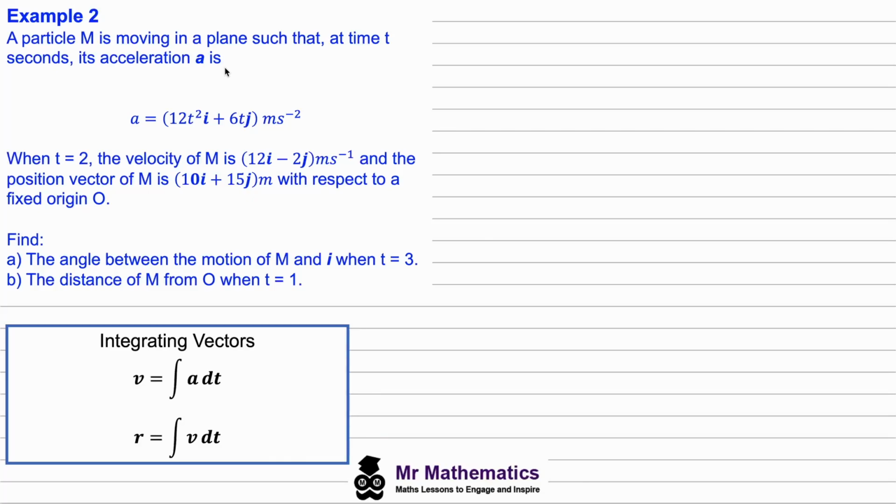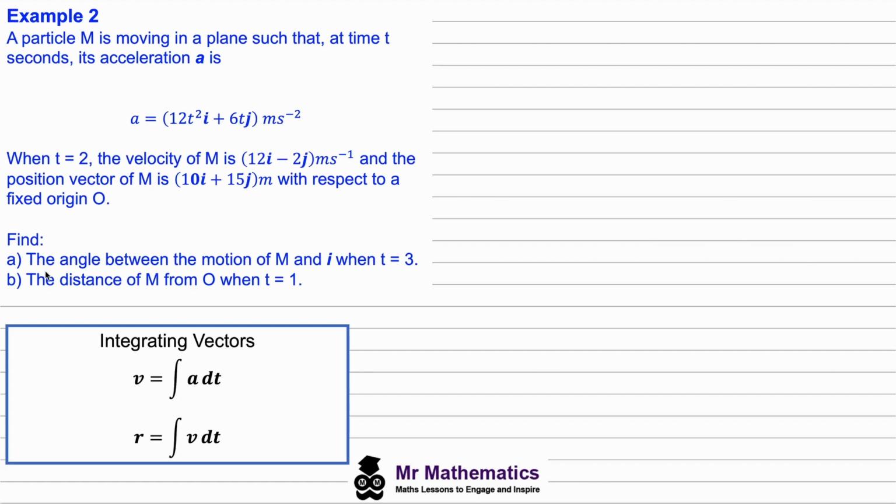Hi, so this is our second video on integrating with vectors. So in example 2, we're told that a particle is moving in a plane such that at time t seconds its acceleration is given as this vector, and when t equals 2, the velocity of m is 12i minus 2j meters per second, and the position vector of m is 10i plus 15j meters with respect to a fixed origin.